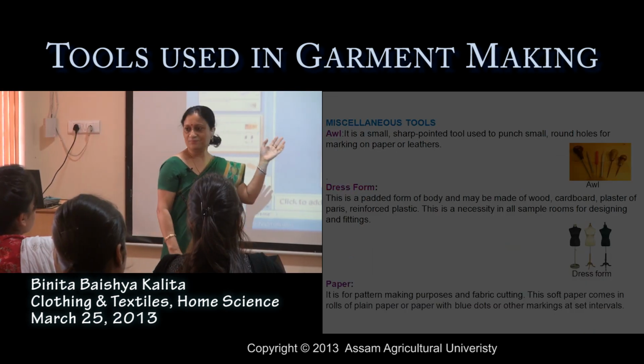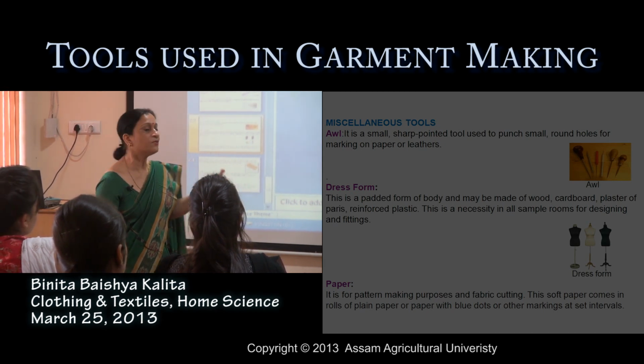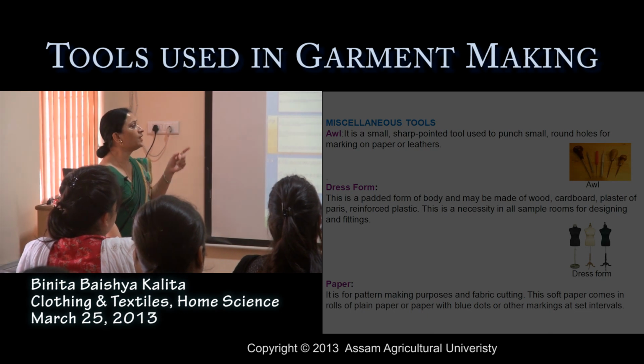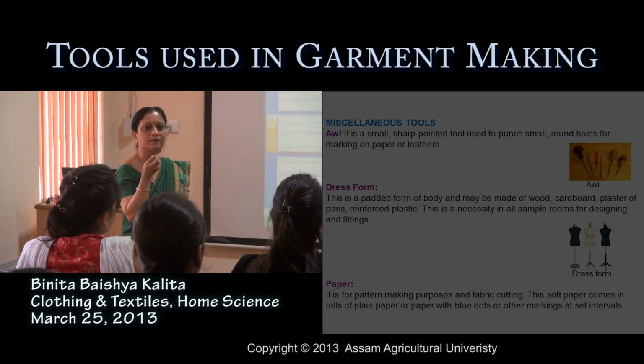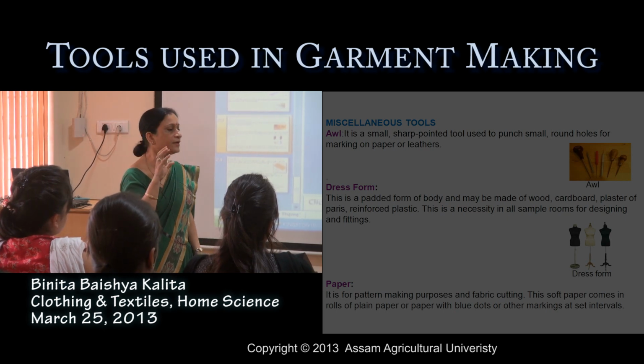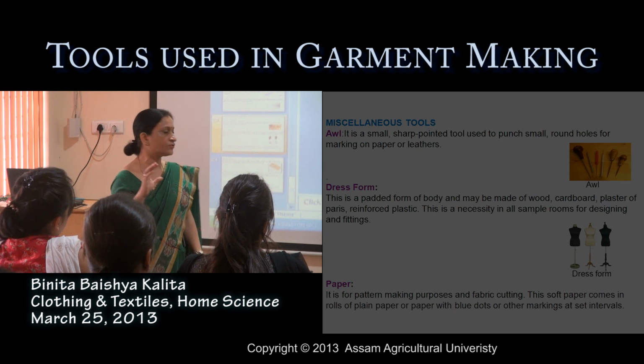These are not essential but required for garment construction. Those are the miscellaneous tools. An awl is a sharpened tool which is used for making holes in some area of the garment depending on the design details of the garment.